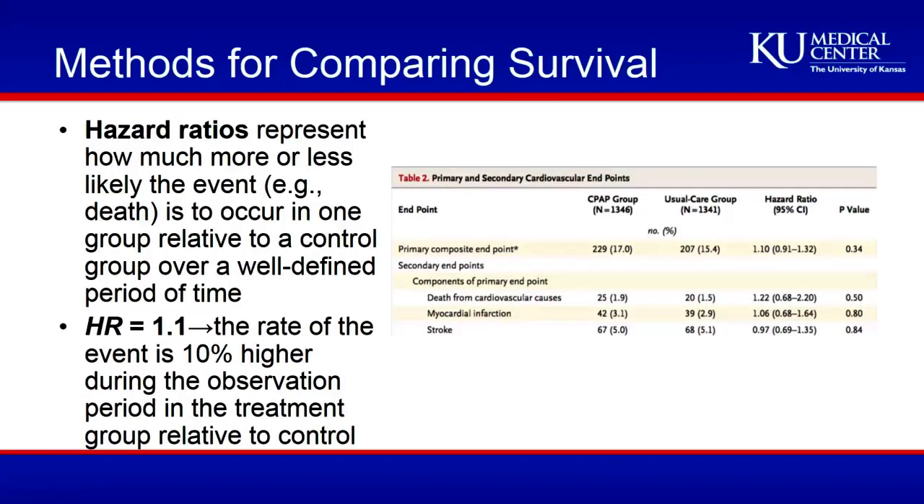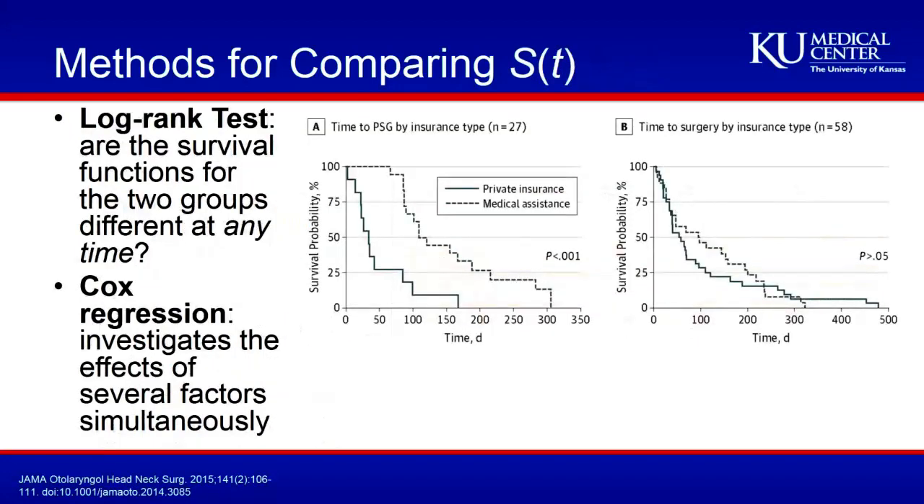Hazard ratios are a way of quantifying effect sizes in survival analysis. They represent how much more or less likely the event is to occur in one group relative to a control over a well-defined period of time. So like the risk ratio from earlier, a hazard ratio equal to 1 indicates equivalent event rates or equivalent risk. But if I have a hazard ratio greater than 1, for instance 1.1, that tells me that the rate of the event is 10% higher during the observation period in the numerator, the treatment group, than it is in the control group. If I get a value less than 1, then that shows decreased event rate over that unit of time.